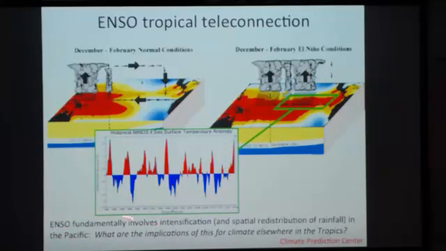So ENSO fundamentally involves the intensification, I should say this. People tend to emphasize the spatial redistribution of rainfall in the Pacific as you shift rainfall from west to east, but also an overall intensification of rainfall in the Pacific, and I'll come back to that point. But what I was interested in when I first started looking at this are the implications of this change in convection in the Pacific for climate elsewhere in the tropics.